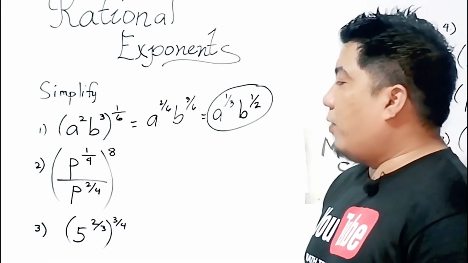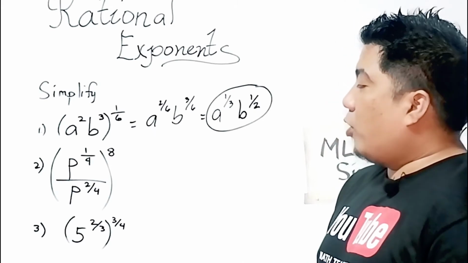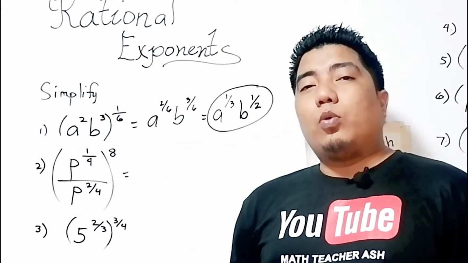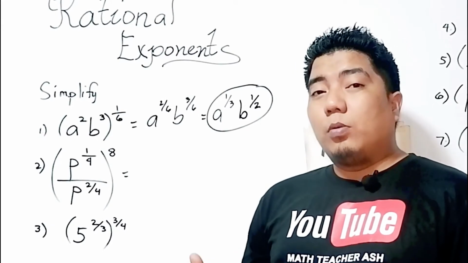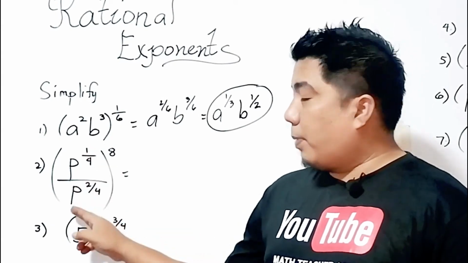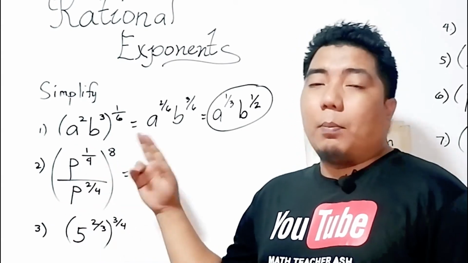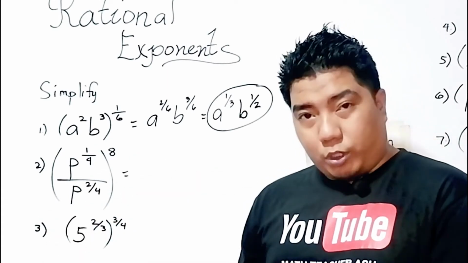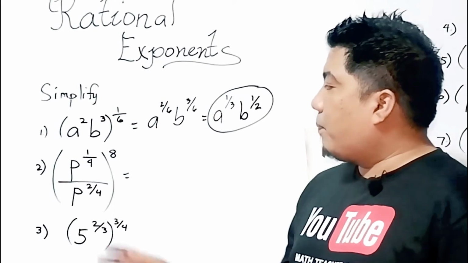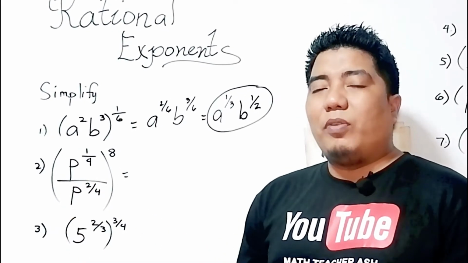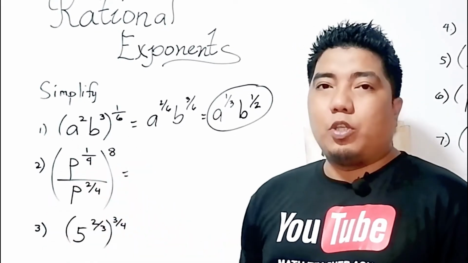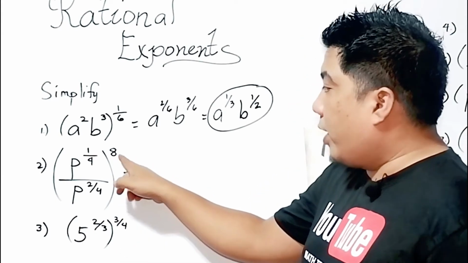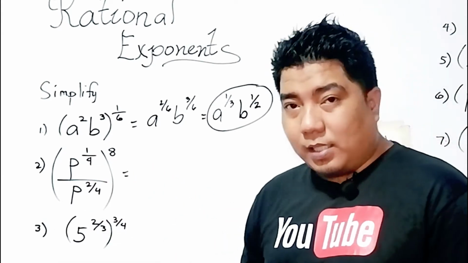P to the power of 1/4 over P to the power of 2/4 raised to the power of 8. Now, what you can do here is you can solve this in 2 methods. The first one is by the use of the quotient rule, then the power rule, or you can also use the power rule, then the quotient rule. So in this case, since I am dealing with fractions, I will first use the power rule. So I will multiply my outer exponent to the exponents inside.